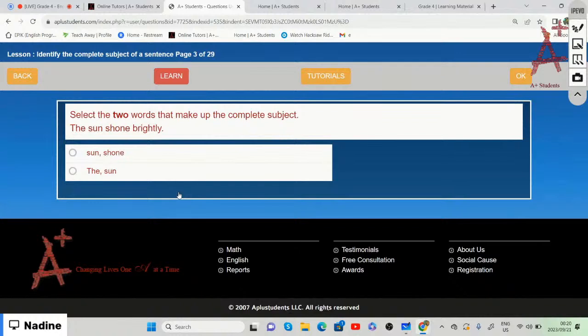We need to select the two words that make up a complete subject. The sun shone brightly. Is it sun and shone or the and sun? The complete subject.